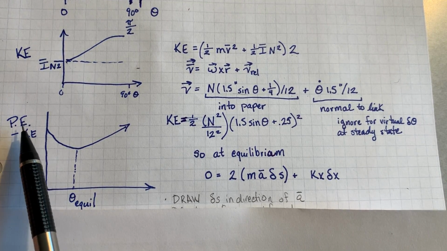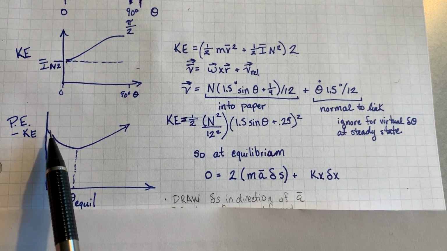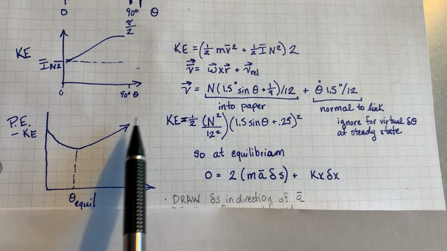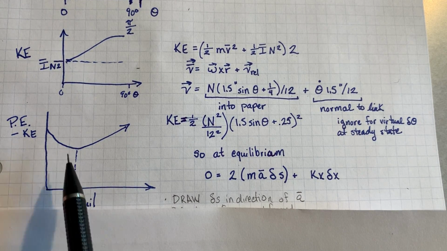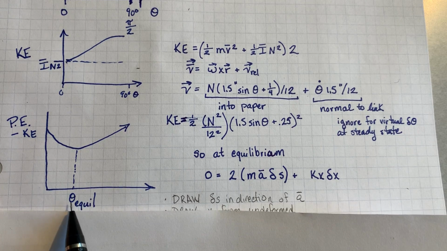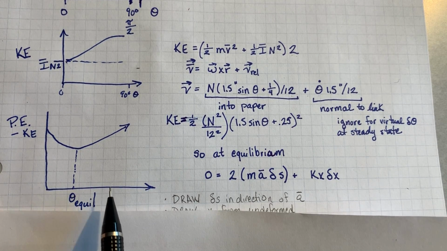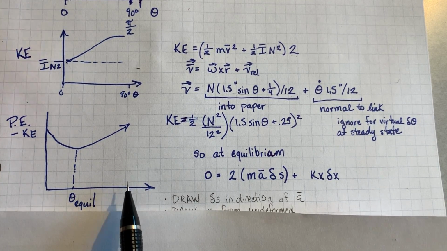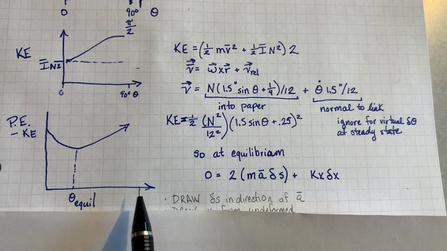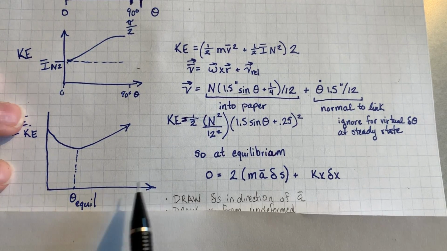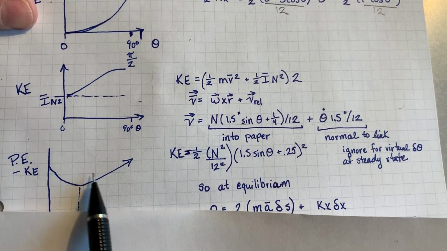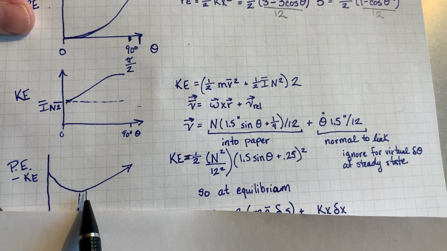So here we're going to take our PE minus our KE terms, right? And so now if we added these up, there would be this dip, and that would be at the equilibrium theta. And at that time, the partial derivative of the kinetic energy would be equal and opposite to the partial derivative of the potential energy, right? And wherever that's true, there's going to be a local minimum, because the derivative at a local minimum is always going to be 0.